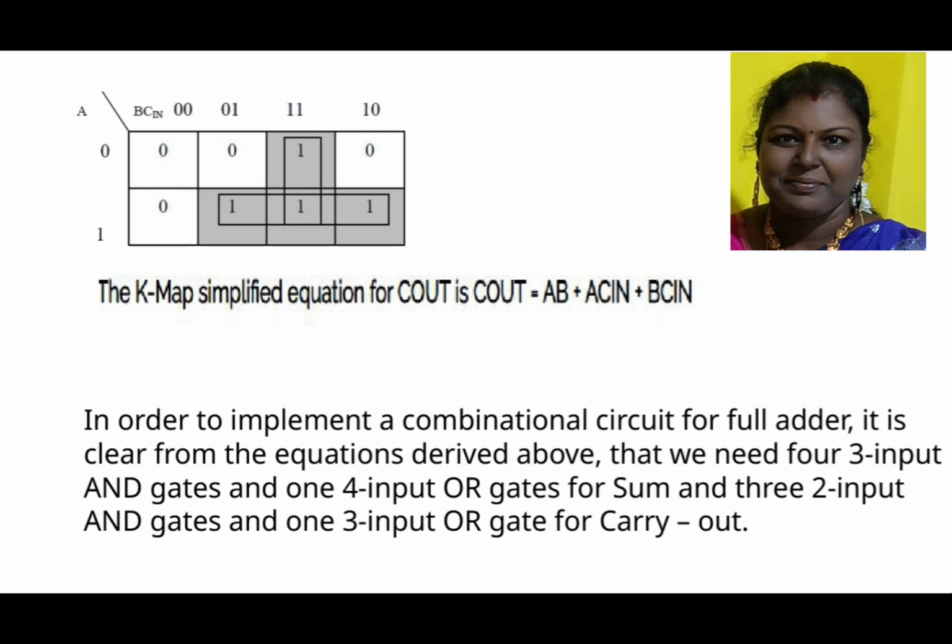For the sum, we need 4 3-input AND gates combined with 1 4-input OR gate. On the other hand, the carryout requires 3 2-input AND gates feeding into a single 3-input OR gate. This setup directly follows from the equations we derived earlier, translating theory into the actual circuit components we'll use.